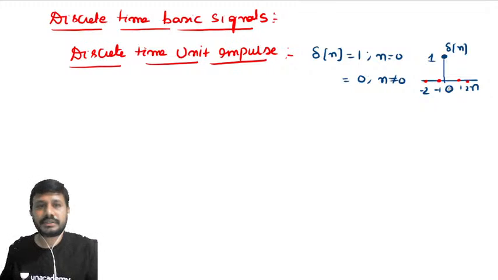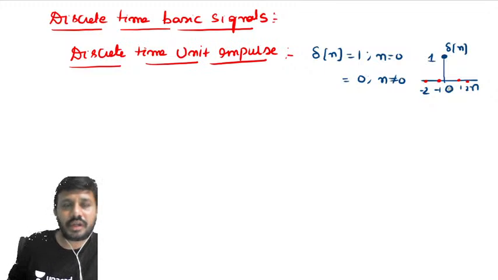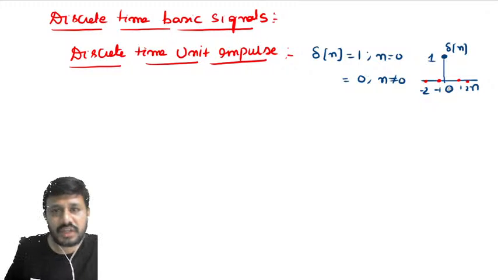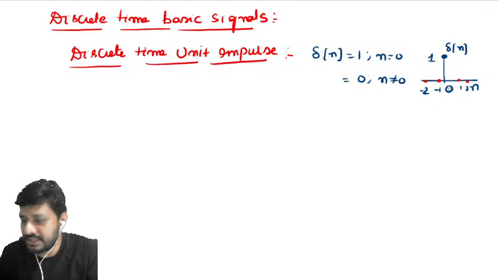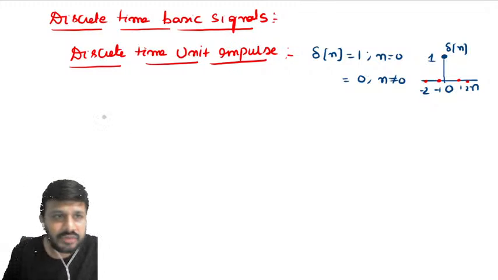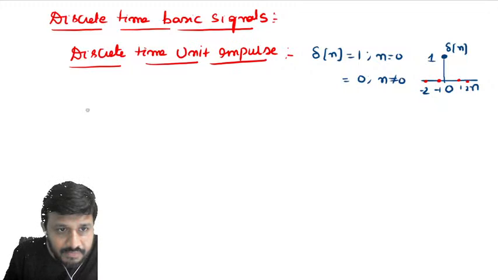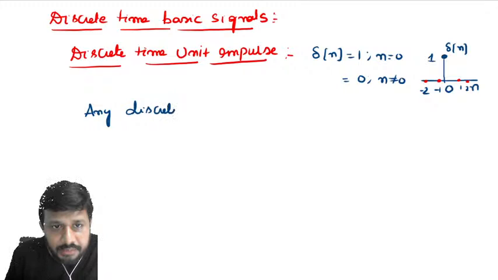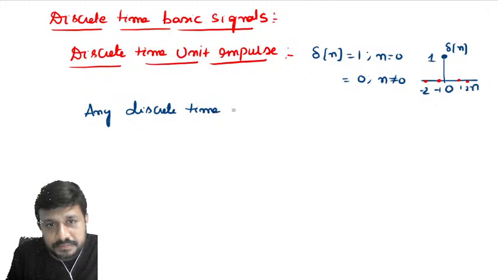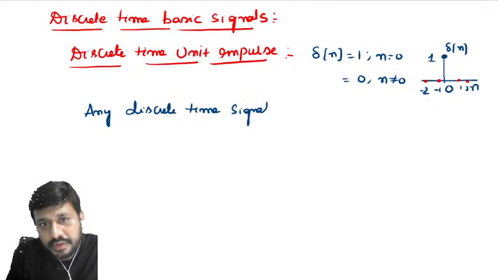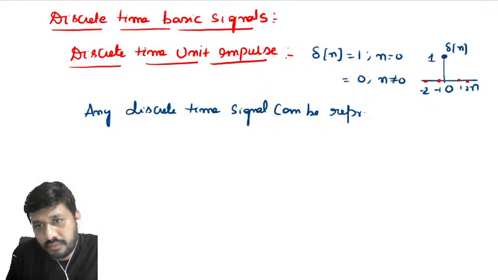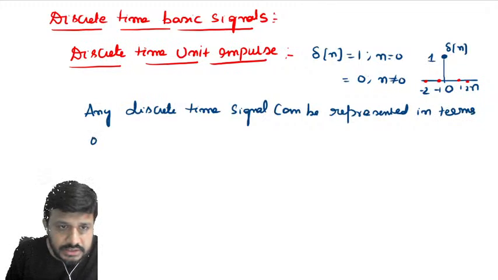What is the importance of continuous time unit impulse? Any continuous time signal can be represented in terms of impulses. In the same way, the importance is any discrete time signal can be represented in terms of impulses.